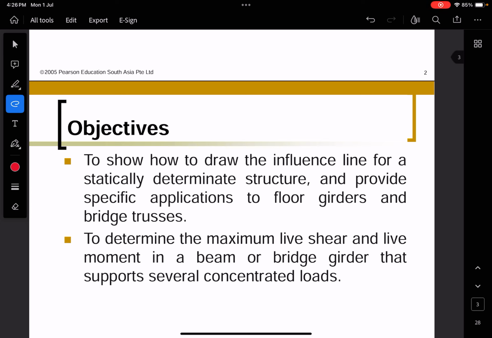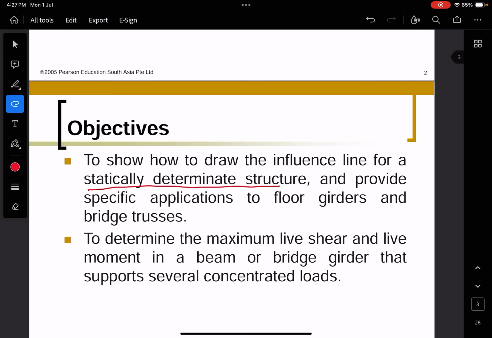The first objective is to show how to draw the influence line for statically determinate structures. So you can see the keyword here. This chapter 6 is only applicable to statically determinate structures and provides specific applications to floor girders and bridge trusses. The second objective is to determine the maximum live shear and live moment in a beam or bridge girder that supports several concentrated loads.